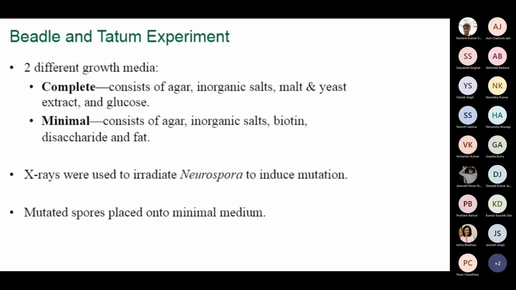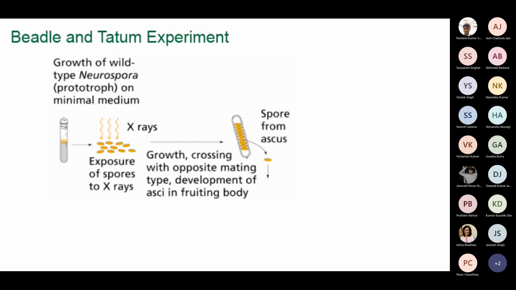They irradiated this organism, Neurospora, to induce mutations, and as a result, they got different kinds of mutated spores. A single individual of a fungus is often called a spore, and they placed this spore into the minimal media, so that it did not have the things you would expect on the bread.